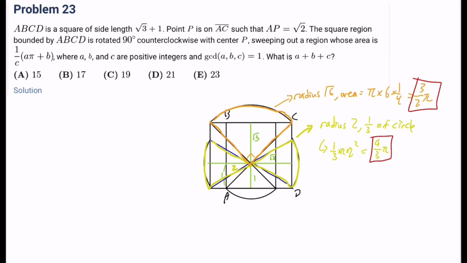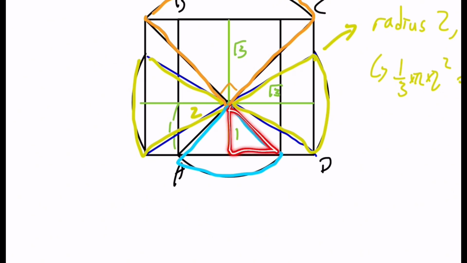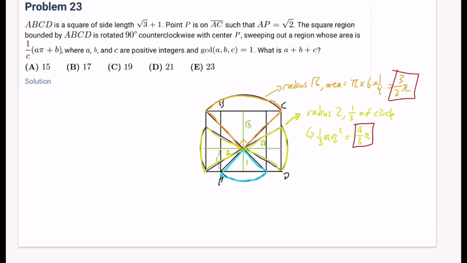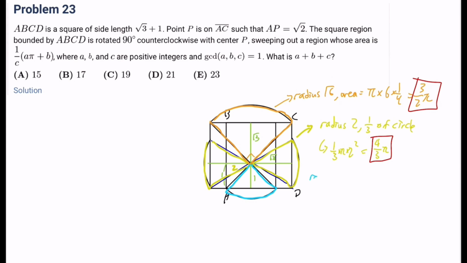And lastly, we have still more to go. Anyways, this is our last part of the circle, right? And so from this, we can see that since this is a right triangle, this length is root 2, so the radius is root 2. It's a quarter circle, so area is going to be pi times root 2 squared, that's 2, times 1 over 4. This is 1 over 2 pi, right?